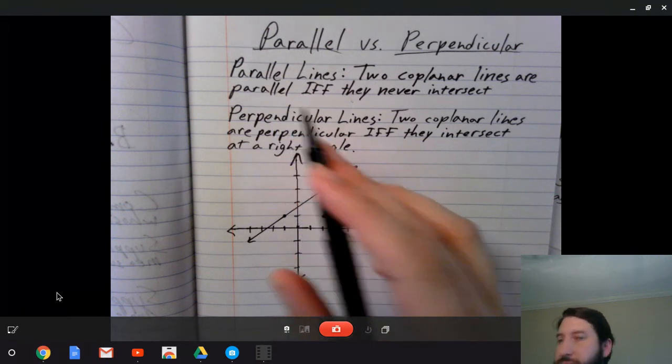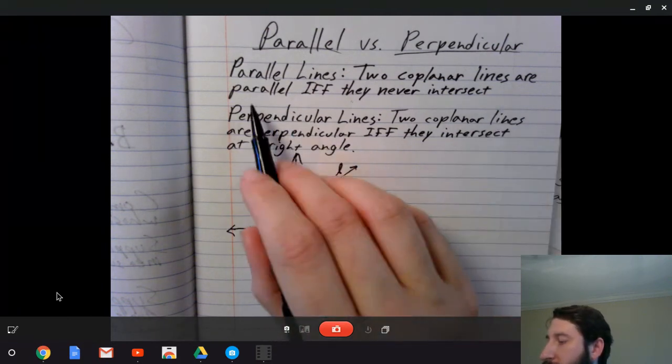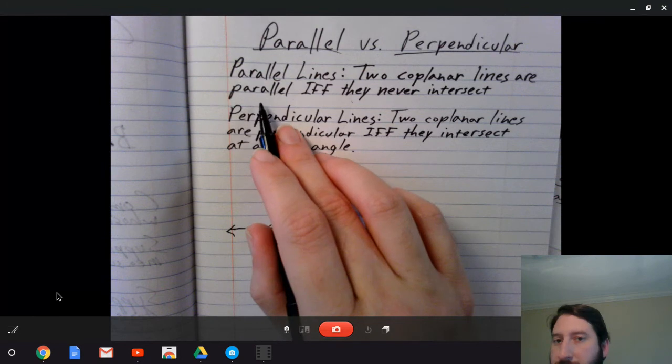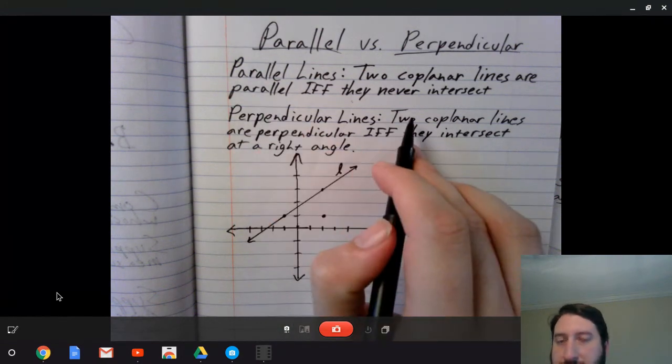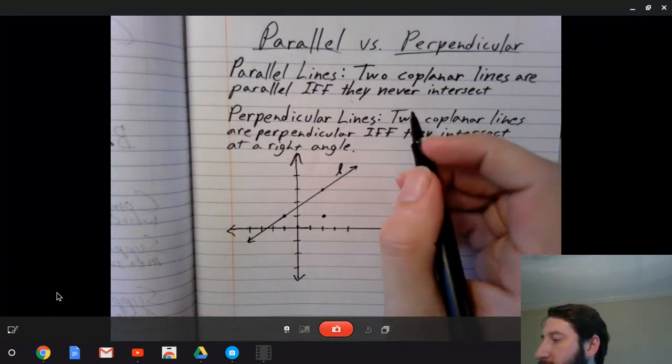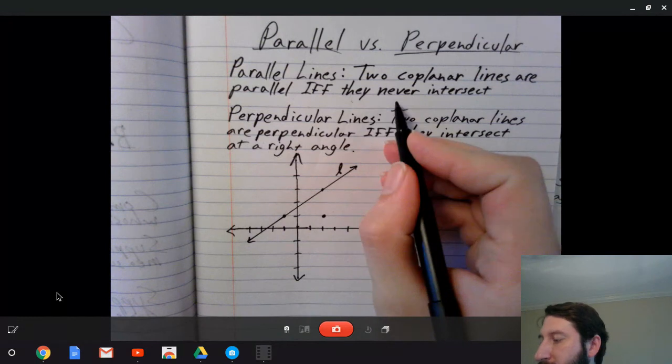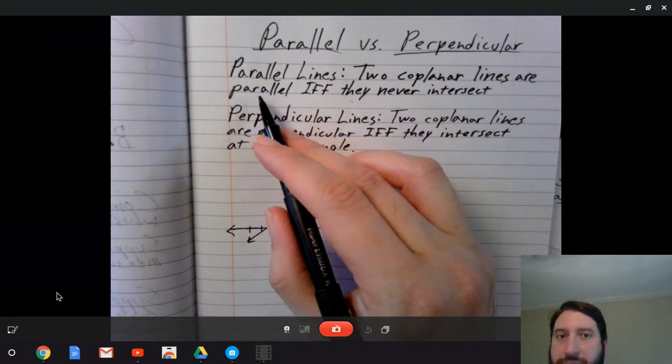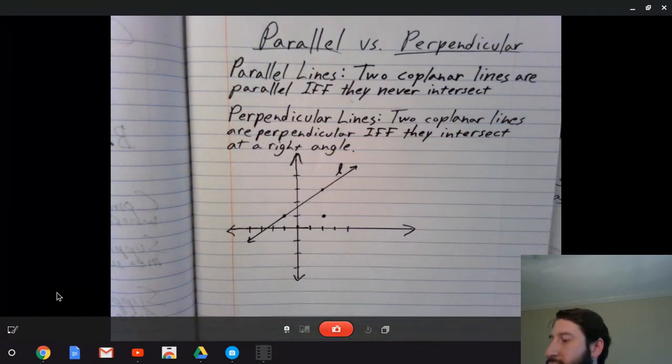So in other words, I could say that if lines are parallel, then they never intersect. Or I could also say it as if two lines never intersect, then they are parallel. All right? That's the biconditional. That's what if and only if means.